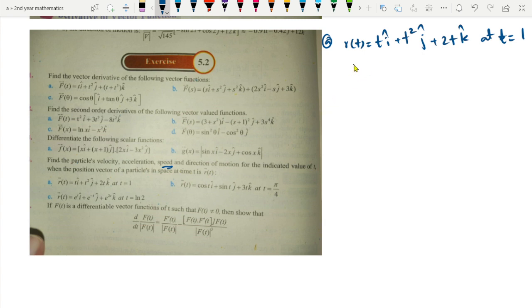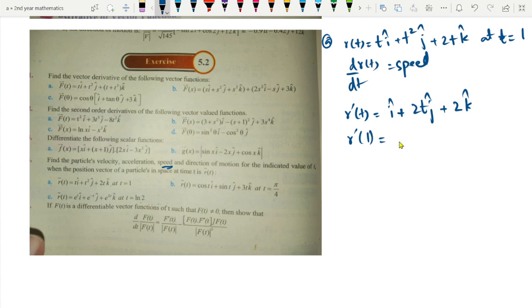When we differentiate r of t with respect to t, we will get the velocity. Okay, so r prime of t is equal to i plus 2t j plus 2 k. So this is the velocity. Put t is equal to 1. r prime of 1 is equal to i plus 2 j plus 2 k. So this is the velocity at t is equal to 1.